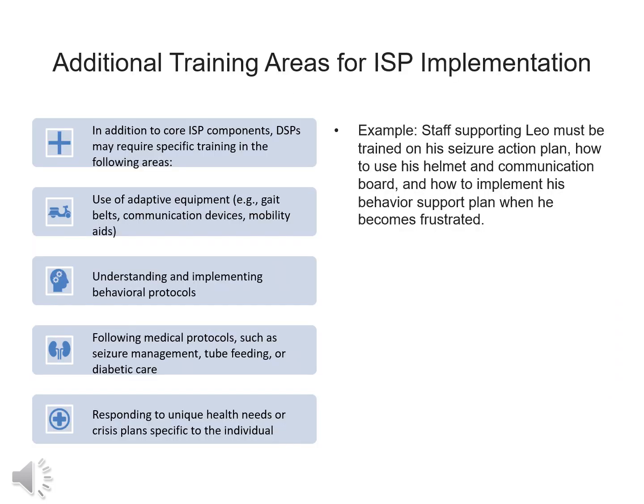Additional training areas for ISP implementation. In addition to core ISP components, DSPs may require specific training in the following areas. Use of adaptive equipment, e.g., gait belts, communication devices, mobility aids; understanding and implementing behavioral protocols; following medical protocols, such as seizure management, tube feeding, or diabetic care. Example: Staff supporting Leo must be trained on his seizure action plan, how to use his helmet and communication board, and how to implement his behavior support plan when he becomes frustrated.